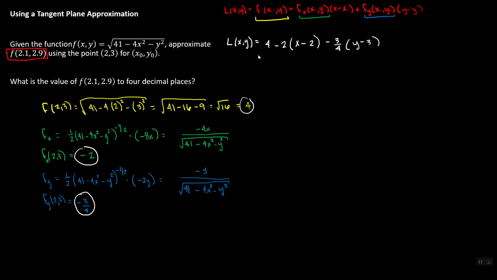Once we simplify this a little bit, we can combine some coefficients here. We end up with 41/4 minus 2x minus 3/4 y. That is our linear approximation function. So now that we have this, we can plug in any value for x and y and use this linear function to approximate the value. So now let's go ahead and do this.